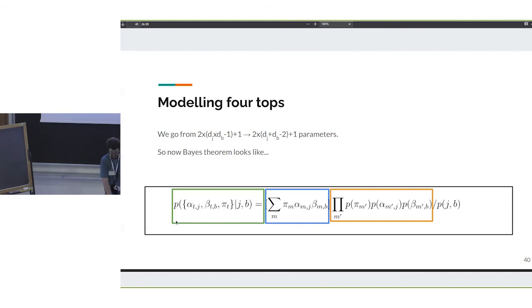So now Bayes' theorem looks like the probability of having a given alpha, a given beta, a given pi, given all the measurements that you made, with a prior distribution that we still haven't specified over each set of parameters. Here you start to see some factorization properties that are useful for the inference procedure in the priors as well. We need to specify a prior for the pi's, a prior for the alphas, and a prior for the betas.